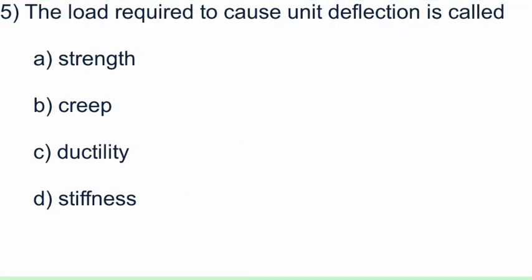Fifth question, the load required to cause unit deflection is called option A, strength, option B, creep, option C, ductility, and option D, stiffness. The load required to cause unit deflection is called stiffness.